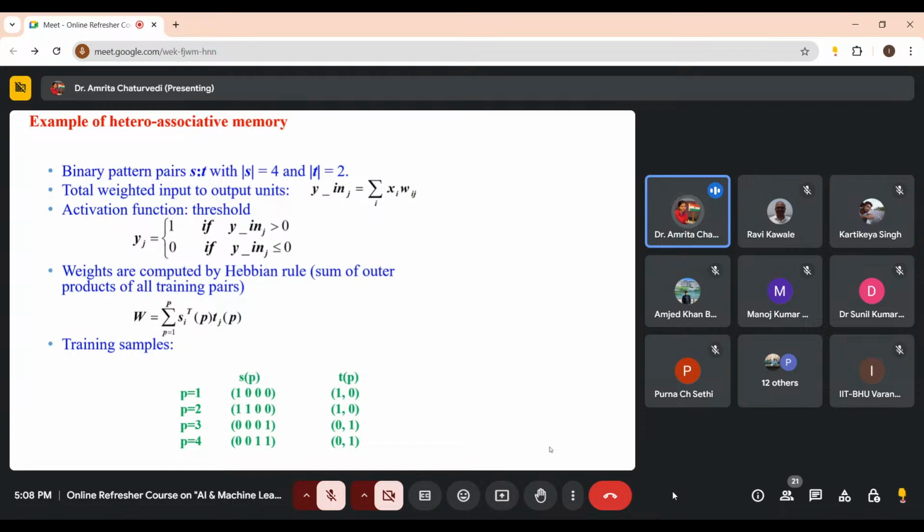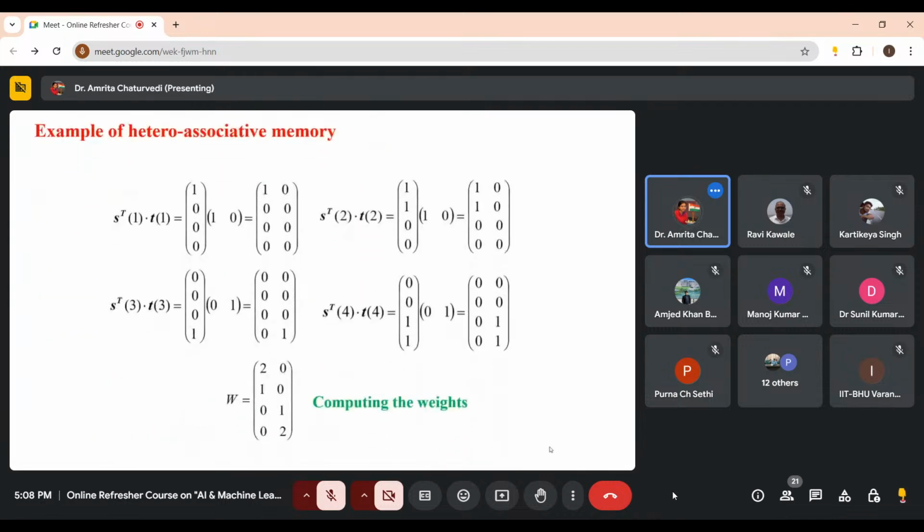Let us do the training of the network first of all. We will calculate the weight matrix using the outer product rule. You simply do the matrix multiplication of the input and output vectors. By taking the matrix multiplication, you get the weight matrix. This is the weight matrix that you have obtained.